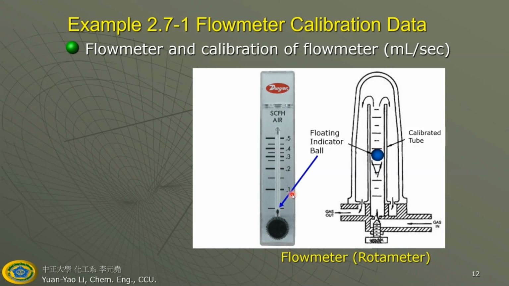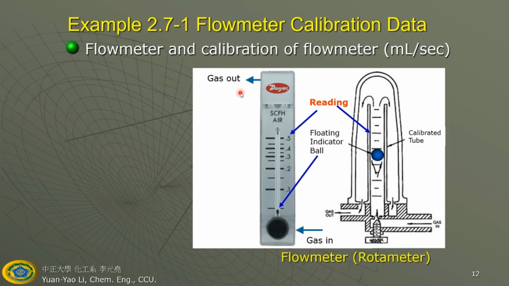So how can we do the calibration? This is called a floating indicator, or floater, or float. And this is what we call the reading. If the reading is not correct, then we need to do the calibration. Here we have gas in and gas out. Or it can be liquid in and liquid out. In this case, it's gas in, gas out.